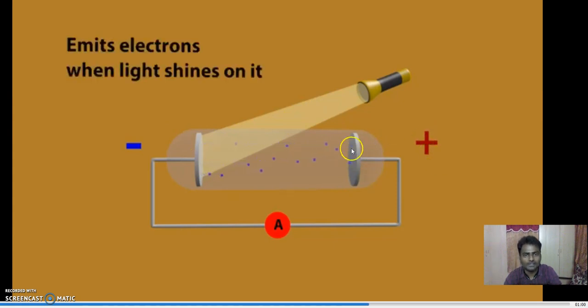Your positive element is nothing but the anode. So the electrons are emitted when light shines on it, and this is measured using the ammeter. This is the process that happens in the photoelectric effect, and this is termed the photoelectric effect. I think this video will explain the photoelectric effect in a clear way.